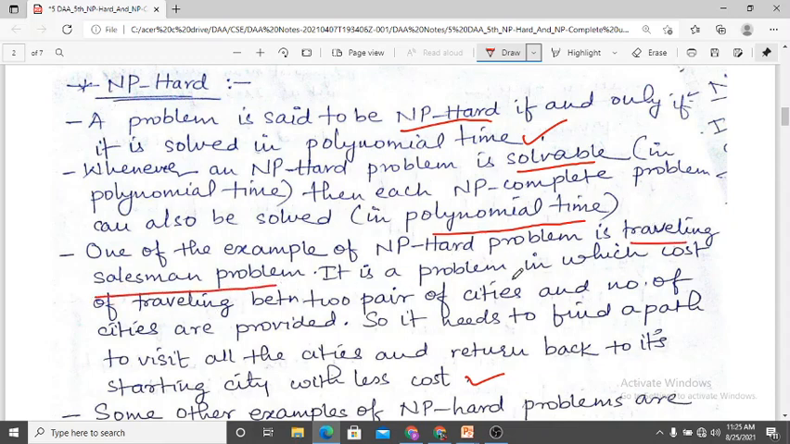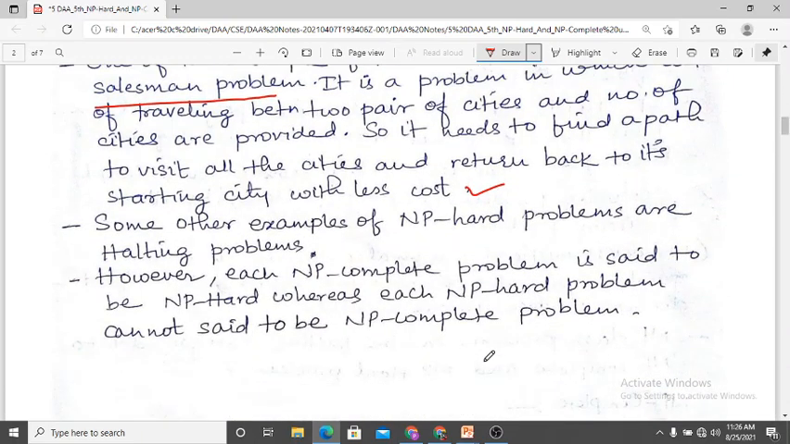It is a problem in which the cost of traveling between pairs of cities and the number of cities are provided, so we need to find a path to visit all the cities and return back to the starting city with less cost. So we need to get the least cost, and all the cities should be visited only once, reaching back to the starting point. This is the traveling salesperson problem.